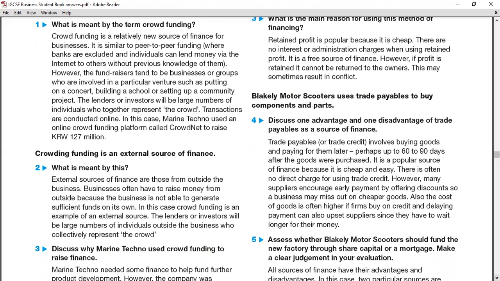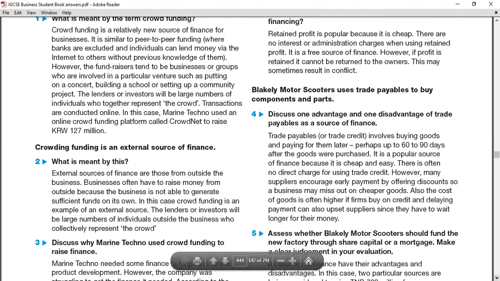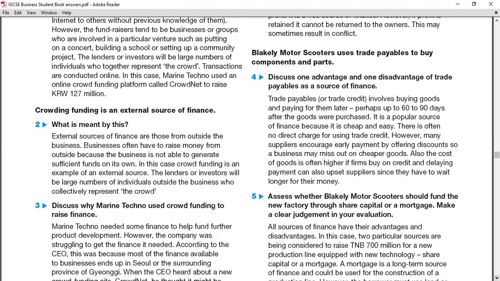Okay, the next question asks: discuss one advantage and one disadvantage of a trade payable as a source of finance. This question should be an analyze question, similar to a 6-mark question in the past paper. Analyze two benefits or analyze two impacts. Impact means advantage or disadvantage, right? In this case, you have to talk about the trade payable. That's another external source of financing, right?